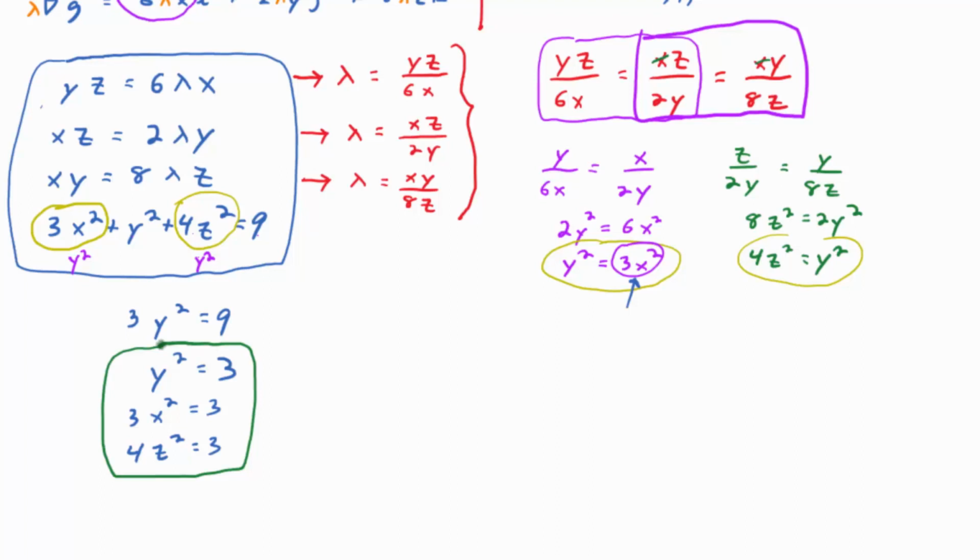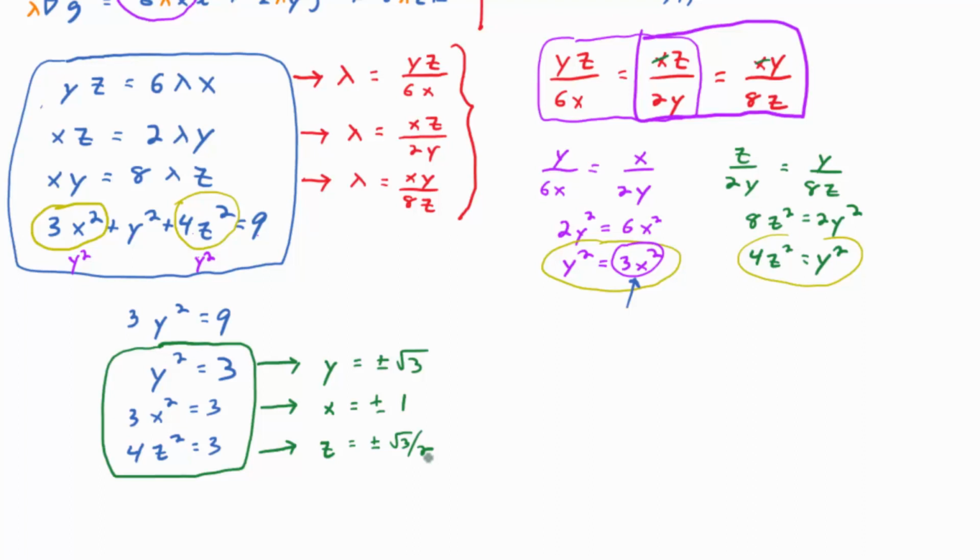So my point here is, from this guy, I do get y equals plus or minus root 3. From this guy, we get x equals plus or minus 1, because you divide both sides by 3, then take the square root. Then from this guy, we get z equals root 3 over 2. But the thing is, you can mix and match these pluses and minuses, can't you?